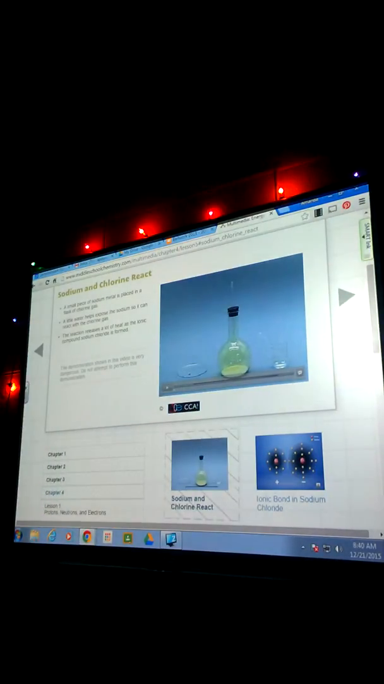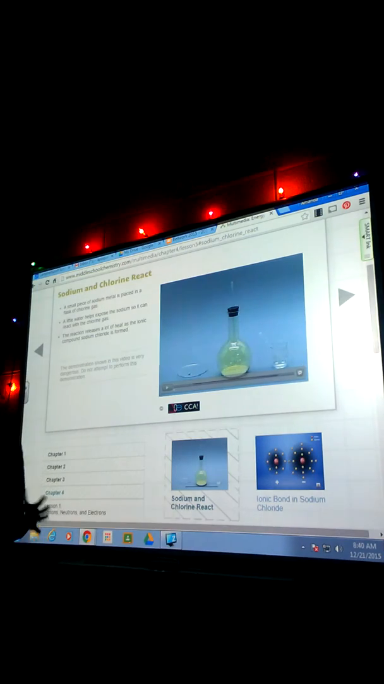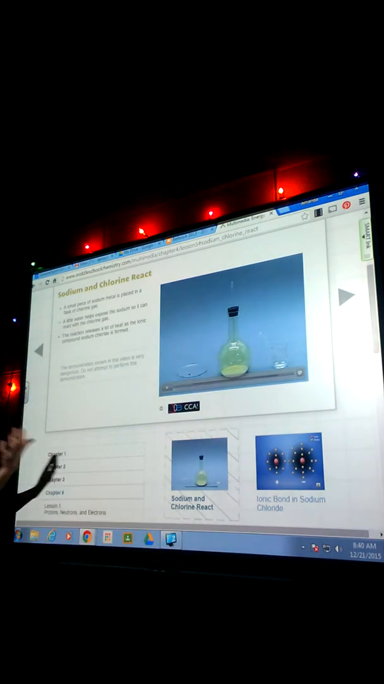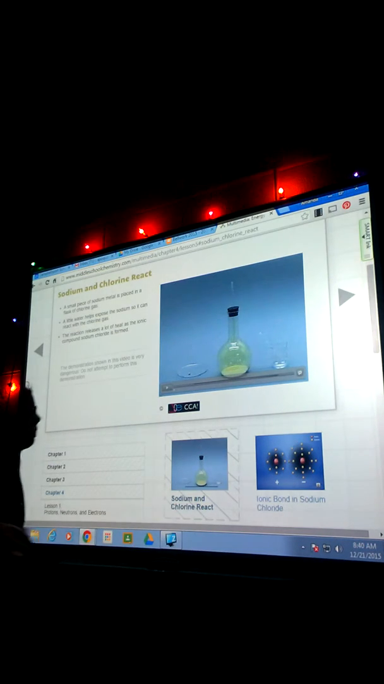They're going to use the water to help expose some of the sodium atoms because all the sodium atoms are in this little chunk right here, but they're very compact. So adding water helps them separate. By separating that, when they apply the chlorine gas, we should get what? Salt. So let's see. This demonstration shown in this video is very dangerous. Do not attempt to perform this demonstration.